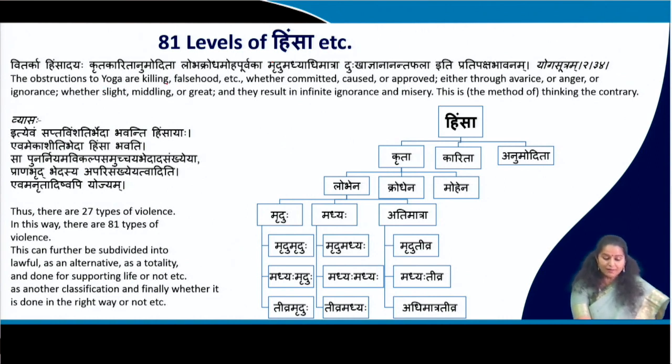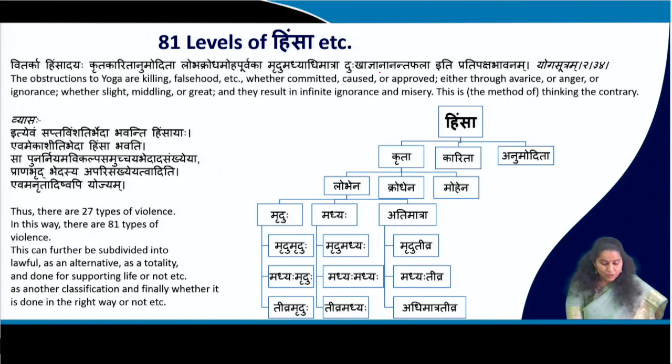The obstructions to yoga are killing, falsehood, etc. Where they're committed as in krita, karita, caused or approved, anumodita, either through avarice or anger or ignorance, that is lobha, krodha, moha purvakaha, whether slight, middling or great, that is mridu, madhya, adhimatra, and they result in infinite ignorance and misery. Dukkha, ajnana, ananta phala iti pratipaksha bhavanam. This is the method of thinking the contrary. Now, what is it saying here?